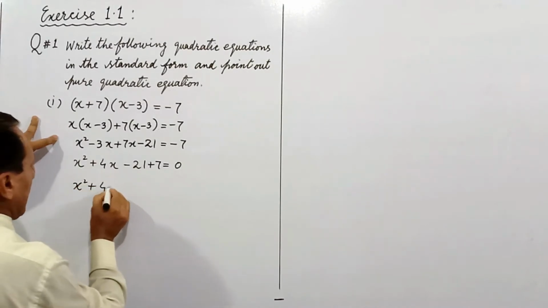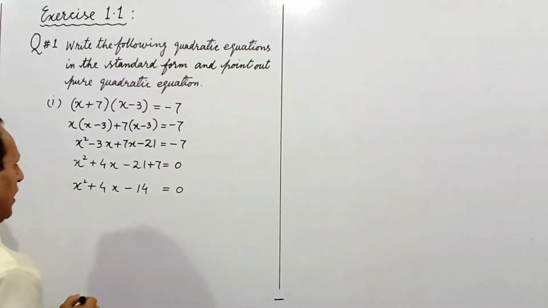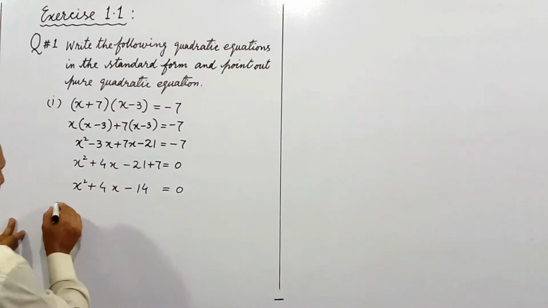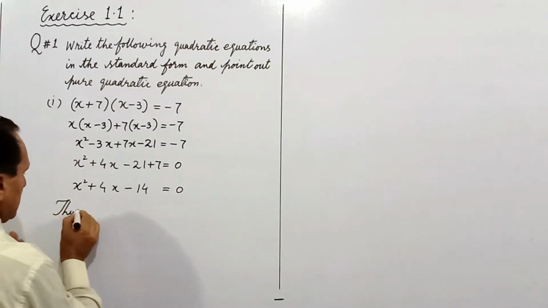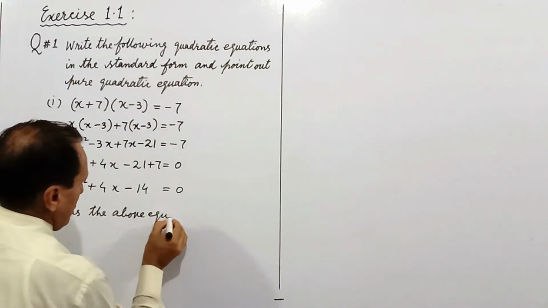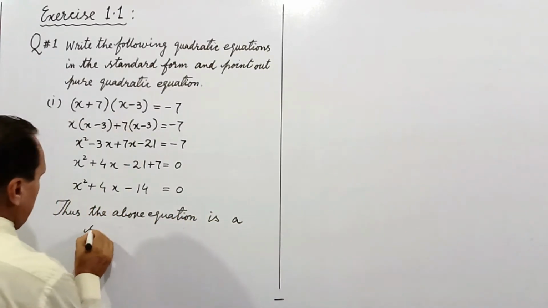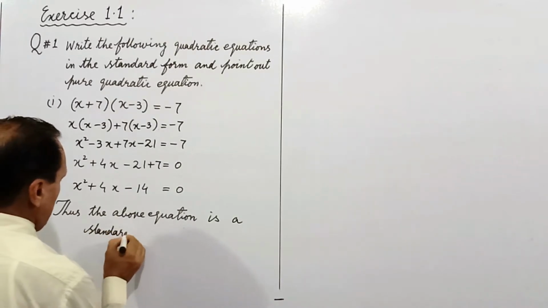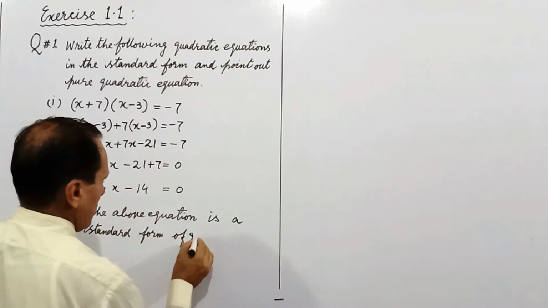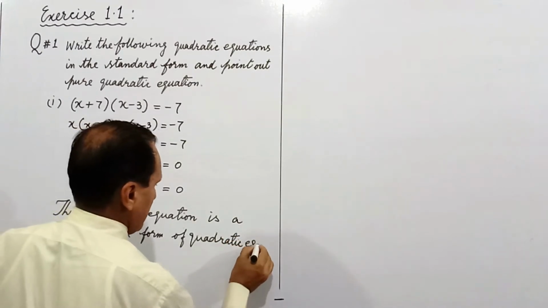X square plus 4x minus 14 is equal to 0, and we observe that it is the same form as the standard quadratic equation. Hence we can say that the above equation is a standard form of quadratic equation.